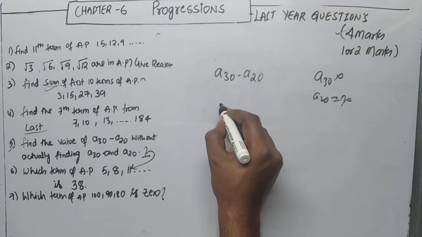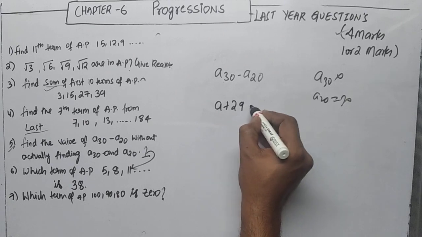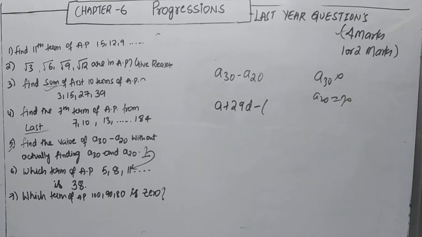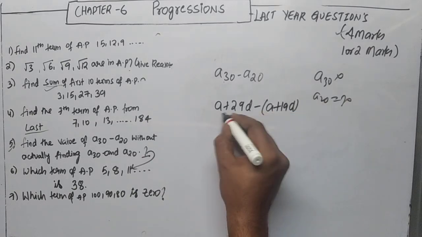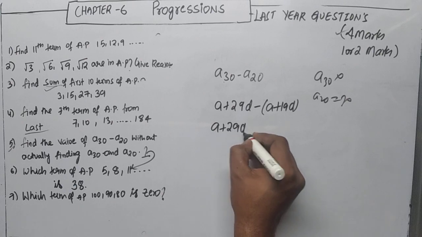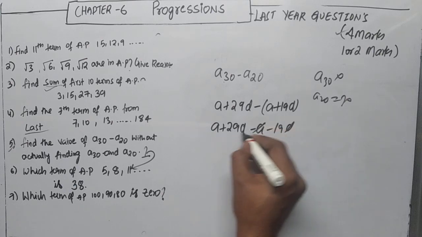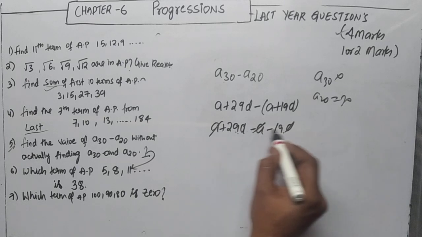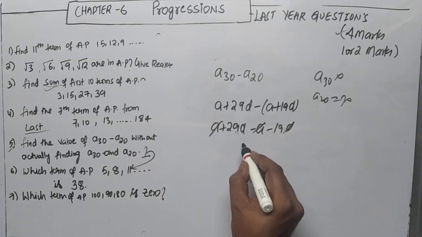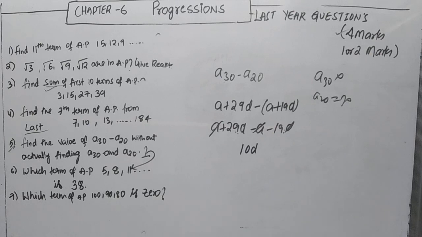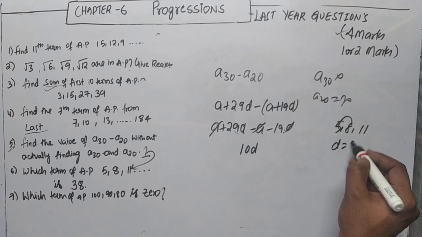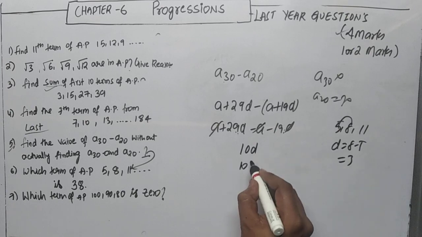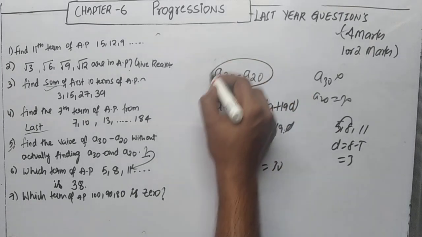So a30 can be written as a plus 29d, minus a20 can be written as a plus 19d. See, a plus 29d minus a minus 19d. So a minus a cancel, 29d minus 19d will become 10d. Okay, so 10d. So suppose if you take the example of this one, 5, 8, 11. So here d value is 8 minus 5 is 3. You just substitute 10 into 3, so 30. So 30 is the answer for this.